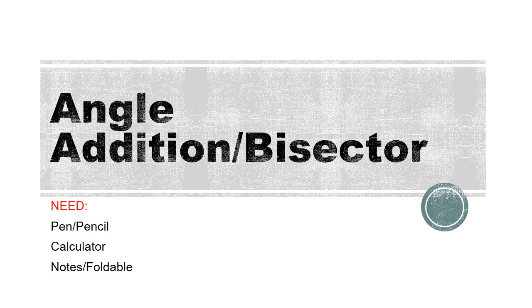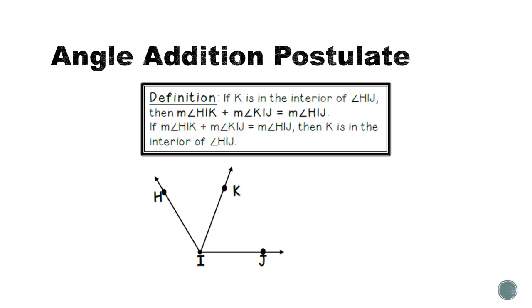Angle addition and angle bisector. So the angle addition postulate says that if point K is in the interior of angle HIJ, so that's this big angle here, HIJ, then this means, right here, the measure of angle HIK.